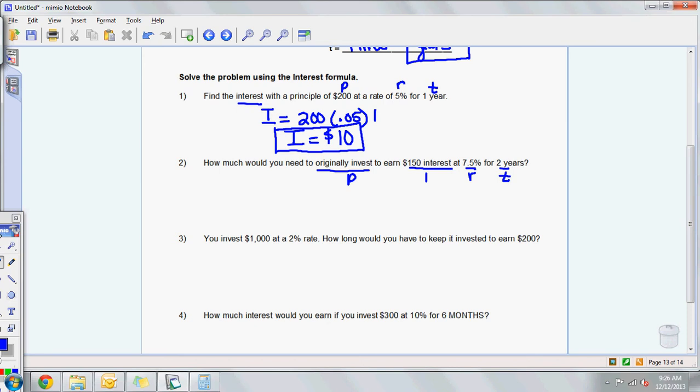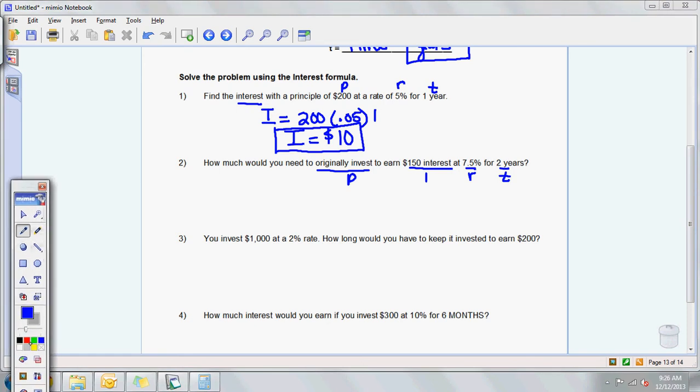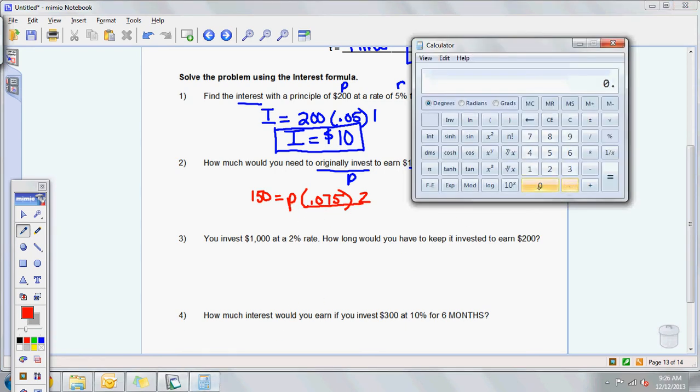All right, so let's plug that information into the equation. So this time we're going to start with 150 is equal to my P, which I don't know. My rate as a decimal would be 0.075. And my time would be 2. So this time I need to figure out what P is. So I'm going to simplify this side. So 0.075 times 2 would give me 0.15.